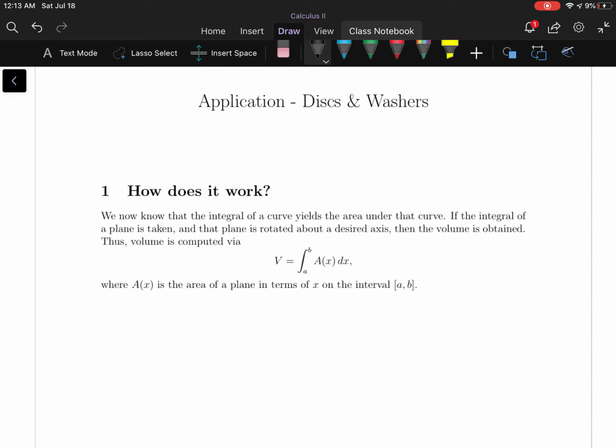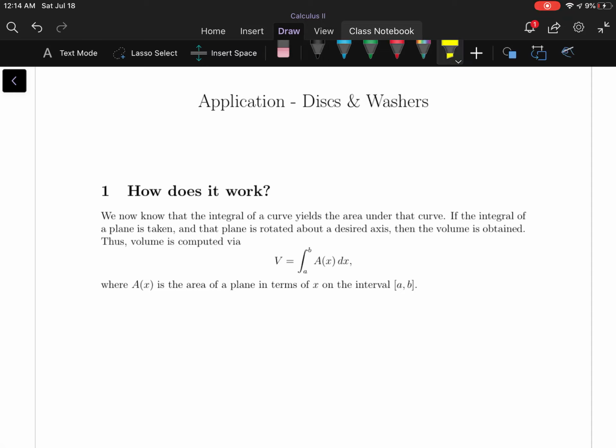Hello, this is the application of volume. In particular, it's finding volume using disks and sometimes washers. A disk you could think of like a frisbee, a washer you could think of like the accessory that you might use when you're building furniture. It's kind of shaped like a flat donut. So it's a disk with a hole in the middle.